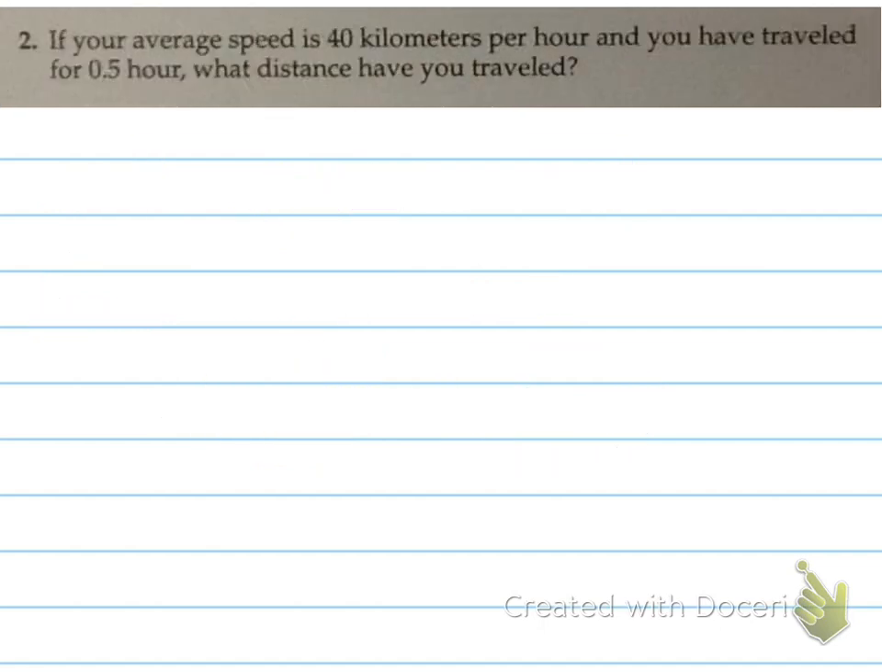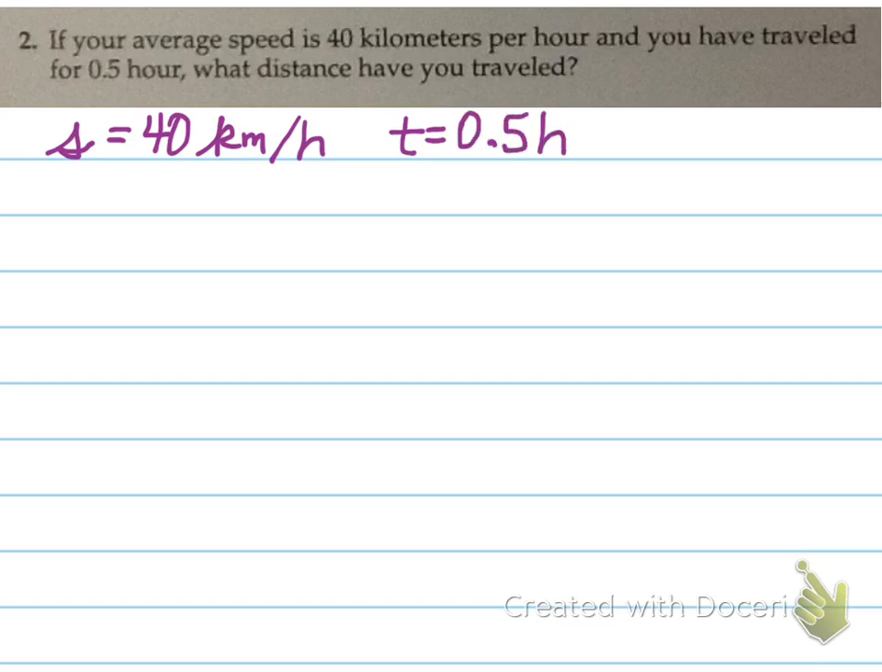Number 2, if your average speed is 40 kilometers per hour and you have traveled for 0.5 hours, what distance have you traveled? So my speed this time is 40 kilometers per hour. We've traveled, so we know our time is 0.5 hours. And we want to know what distance we've gone.